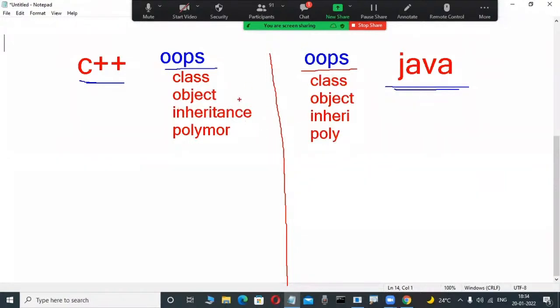Between C++ and Java, conceptually, what is class, what is object, what is inheritance, what is polymorphism, encapsulation, binding, something like that. Okay, but observe here.